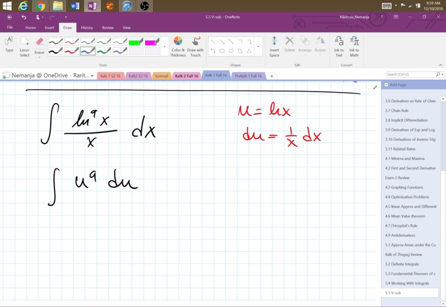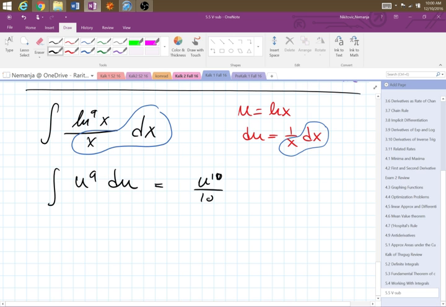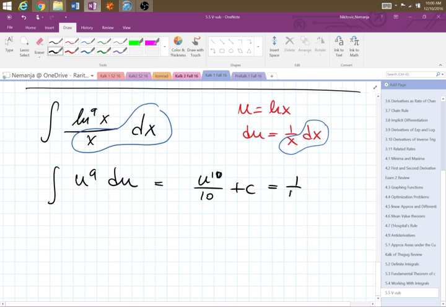So now, here's a peanut. That's the peanut, all right? So we got the peanut right there, and that is our du. Clearly, ln x to the 9 is u to the 9. And the entire problem quickly collapses down to u to the 10 over 10 plus c, which is 1 over 10 ln x to the 10, plus c.